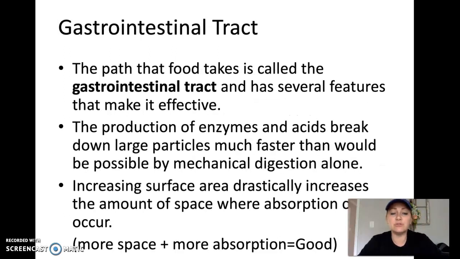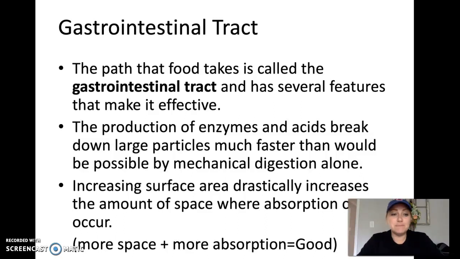Our gastrointestinal tract has a lot of stuff that helps it. It produces enzymes. Remember, enzymes help speed up a chemical reaction, so they allow us to digest our food faster. A lot of times, if you didn't have enzymes, the food would never move forward because we would die before the actual process could happen on its own. So enzymes help us speed up that reaction by lowering the amount of energy needed to make it happen. Acids can break things down fast as well.